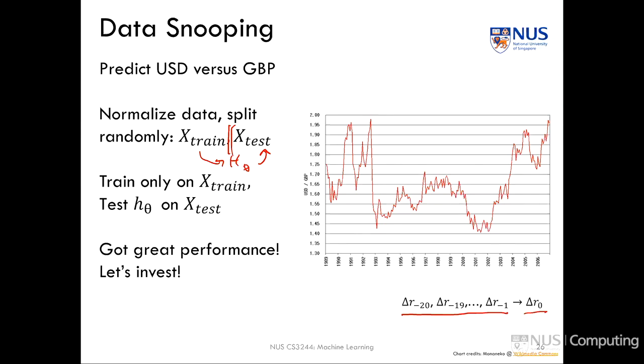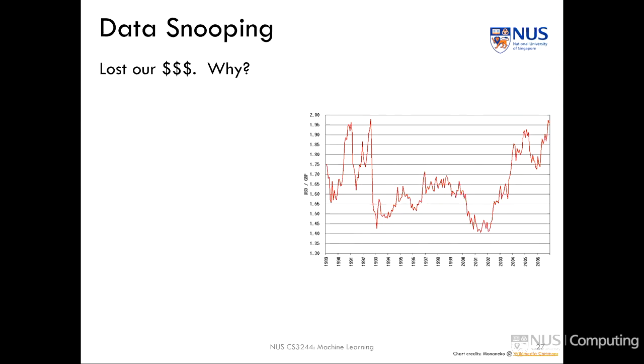Great. So we're checking everything. There's no problem here. Training is correctly separated. So what we're going to do is we're going to go invest money, right? Because we got great performance. We're going to make a ton of money off of this. We're going to sell it to the bank. Uh-oh, we lost the money. Why did it happen? Well, let's take a look at the steps.